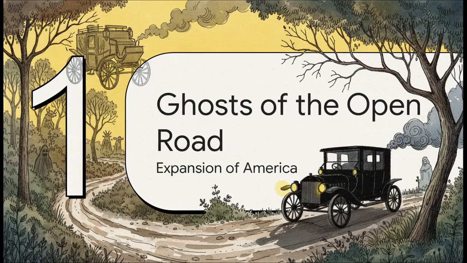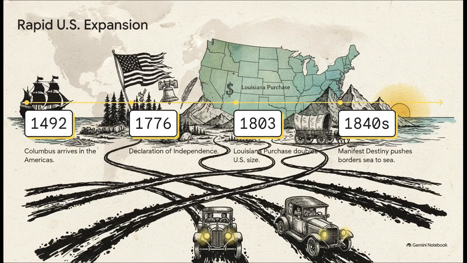Section 1. Ghosts of the Open Road and the Rapid Expansion of America. To really understand why the automobile was so terrifying, we first have to understand the landscape it was driving into. America was expanding at an absolutely breakneck pace. I mean, think about it. Columbus arrives in 1492, we get a fledgling nation by 1776, and then boom, in 1803, the Louisiana Purchase literally doubles the size of the country overnight for $15 million.